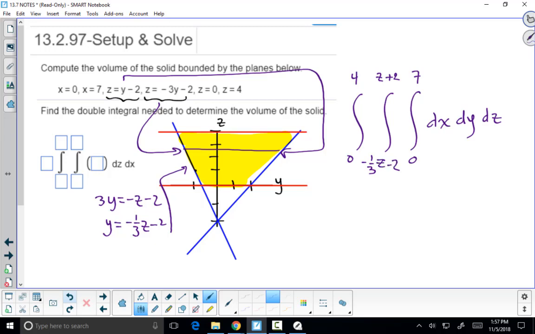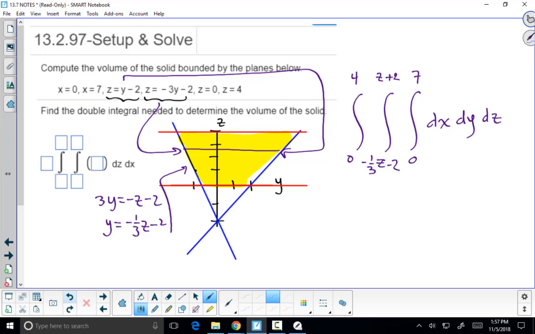So if we wanted to set this up as a double, wouldn't we just collapse the inner and make that a 7? What is that little box out there? The dz. If we did dz dx, then we're doing y surfaces. So we're doing that surface minus that surface. That's our constant.